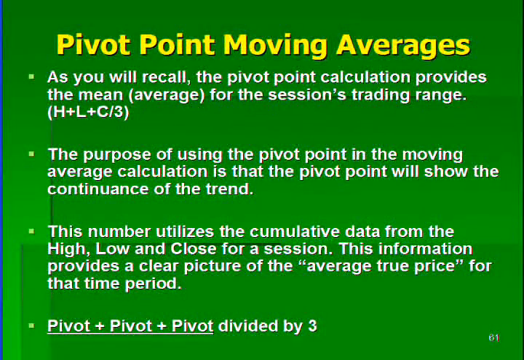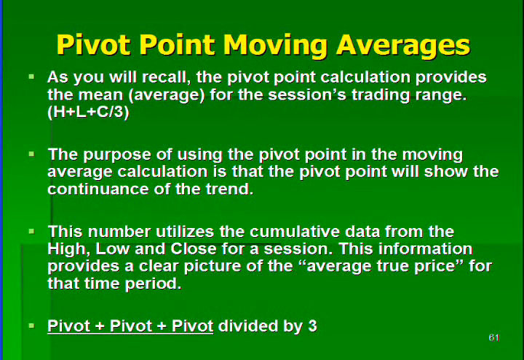Now, if you recall, we talked about the pivot point calculation providing the mean, the average for the session's trading range. We take the high-low close, divide by 3. That's our pivot point. Well, the purpose of using the pivot point in the moving average calculation is that the pivot point will show the potential continuance of the trend, the strength of the trend, and the typical price. If you add the high and the low up, after all, that was a trading session. Activity took place. There was volume during that session. People remember who sold the low and the market rallied on them. People remember buying the high. They remember that price. They're scared of that price. They're fearful that the market breaks that low. So the low and the high are very important price elements.